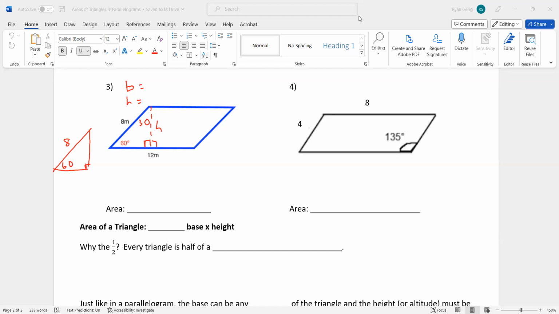Okay. So back to the 30, 60, 90 triangle. I know the hypotenuse is 8. Hopefully we're comfortable with these right now. The short leg is half the hypotenuse. So the short leg is 4, which means the long leg, or the height in this problem, is 4 radical 3. So my height is 4 radical 3. And then the base is the one that's perpendicular to 4 radical 3. So it's going to be 12. Multiply those two things together. I get 12 times 4 radical 3, which is 48 radical 3 meters squared.